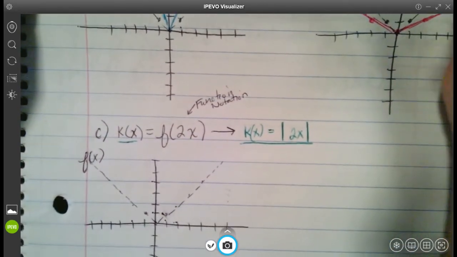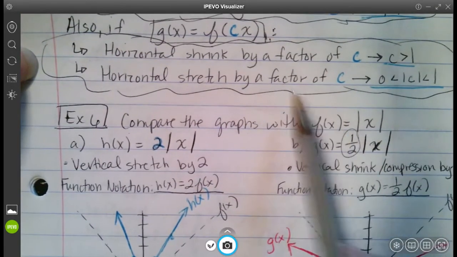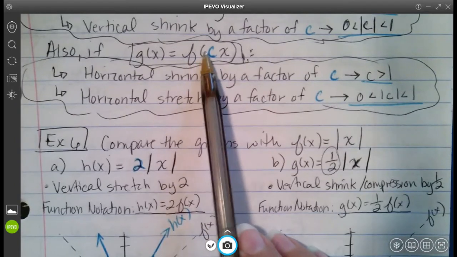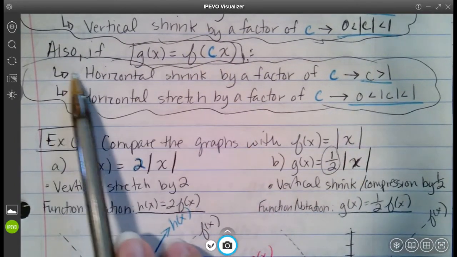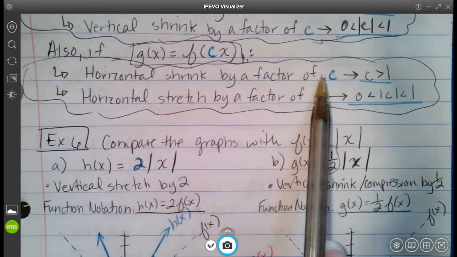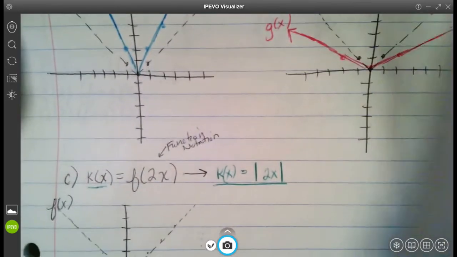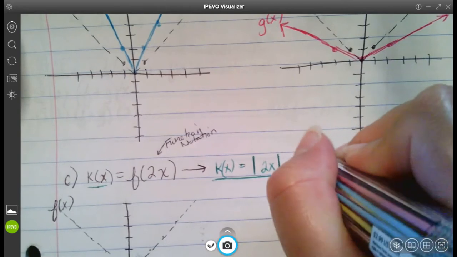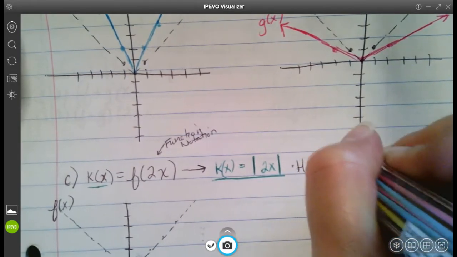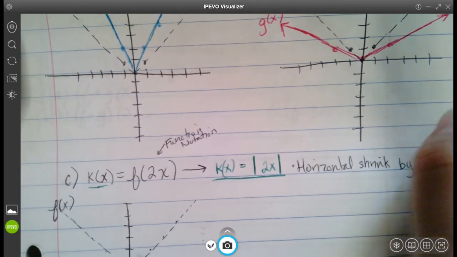Now these are a little bit tricky because you're thinking, according to what I have up here, where does that fall? It's here on the inside and it's a 2, so it would be greater than 1. So it's going to fall under this category, horizontal shrink by a factor of 2. So let's write that down first. This is a horizontal shrink or compression by 2.